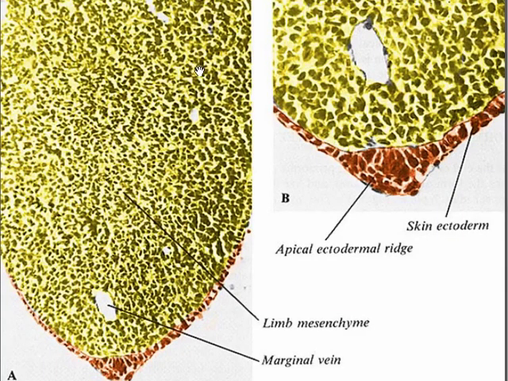It's a lower power on the left and a higher power on the right. The mesenchyme content of the limb bud is colored yellow, and the apical ridge is colored red. Turns out that the apical ridge then induces the mesenchyme to grow, and in fact the mesenchyme induced the apical ridge to develop. So there's a mutual interaction here that promotes continued growth of the limb.